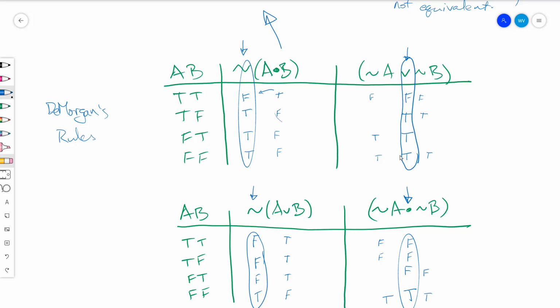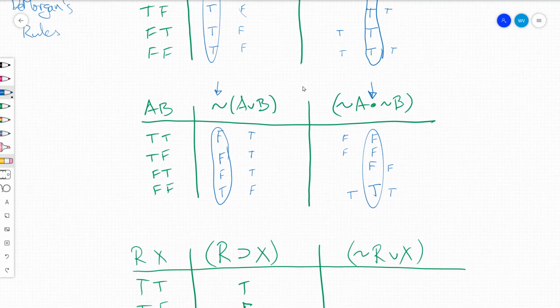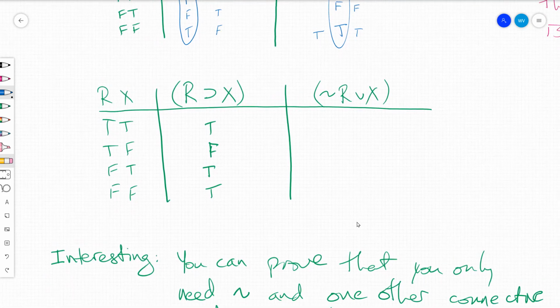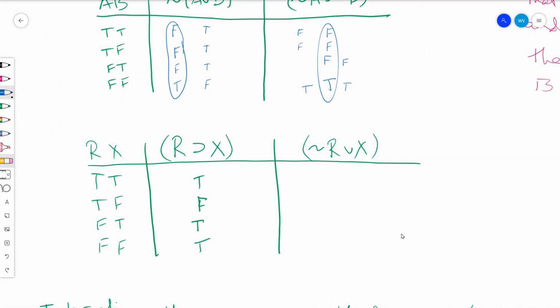All right, so that's tests for equivalence of sentences. I just want to show you this one as well because it's also pretty useful. What we have here is a conditional, if r then x, and what we're going to show is that it's equivalent to the disjunction not r or x.